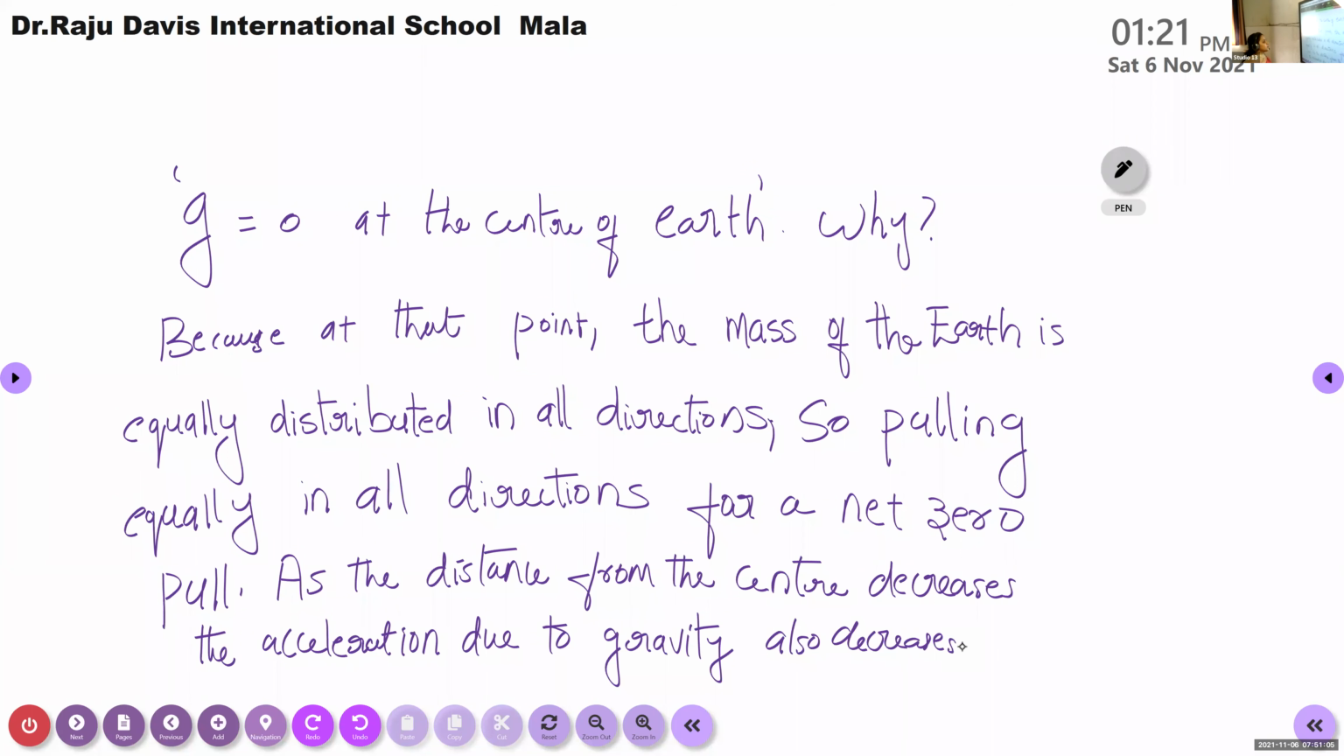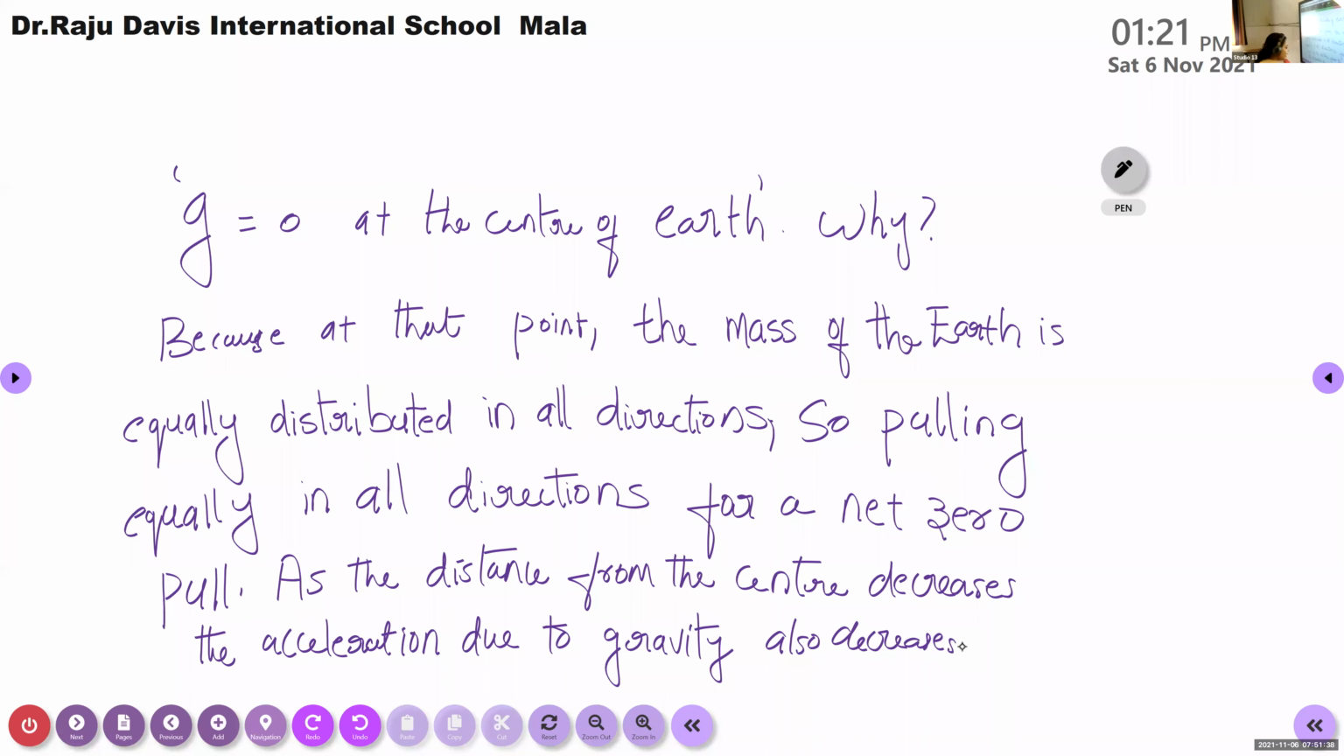Okay, so these are some conclusions that we have drawn from this topic, acceleration due to gravity, using the equation g equals GM divided by R squared. The acceleration due to gravity depends on only two factors. One is the mass of the Earth. It only depends on the mass of the Earth. It doesn't depend upon the mass of the object. And the second one, the value of acceleration due to gravity depends upon the radius of the Earth.